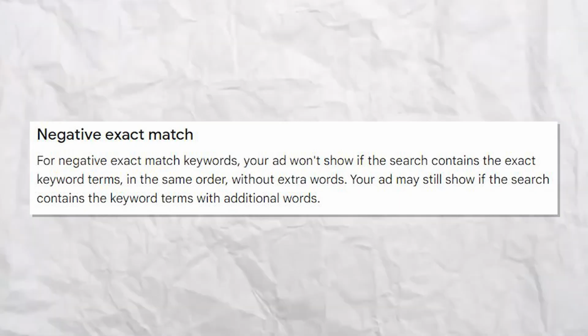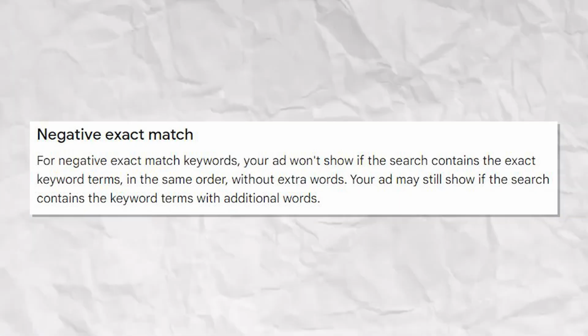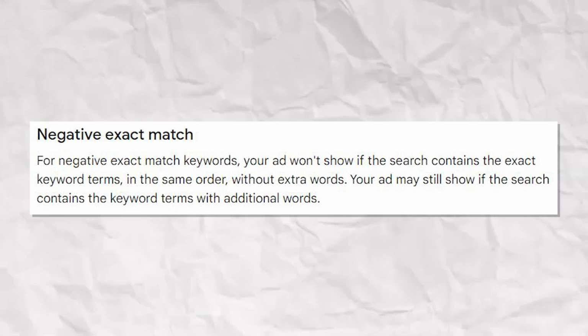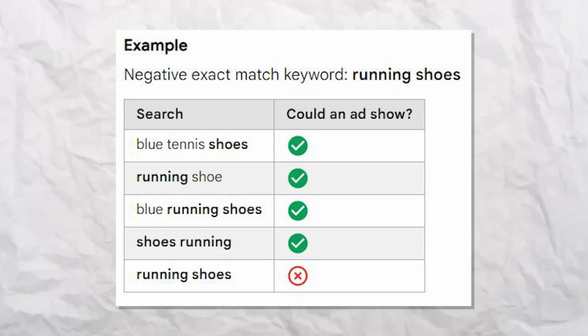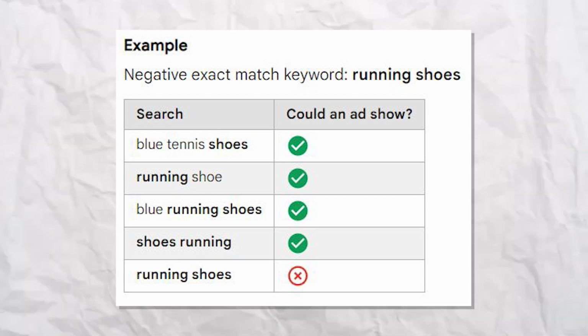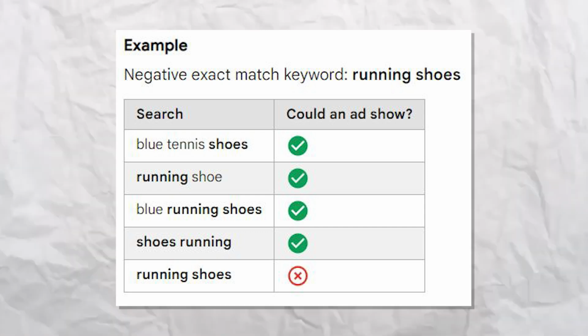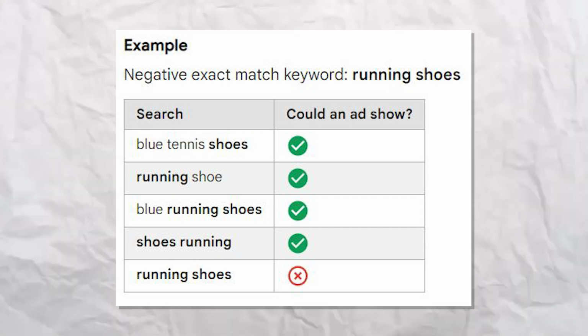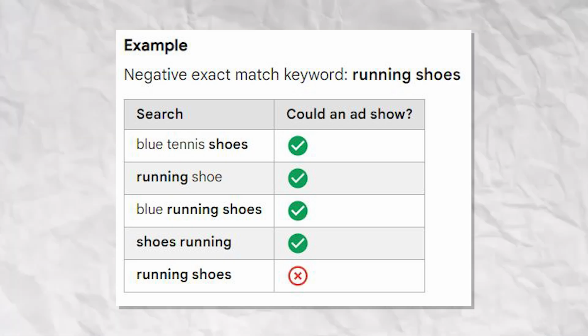Finally, for negative exact match keywords, your ad won't show if the search contains the exact keyword terms in the same order without extra words. So if you have a negative keyword running shoes in exact match, your ad would still show for searches like blue tennis shoes, running shoe, blue running shoes, shoes running, and it only wouldn't show for running shoes.